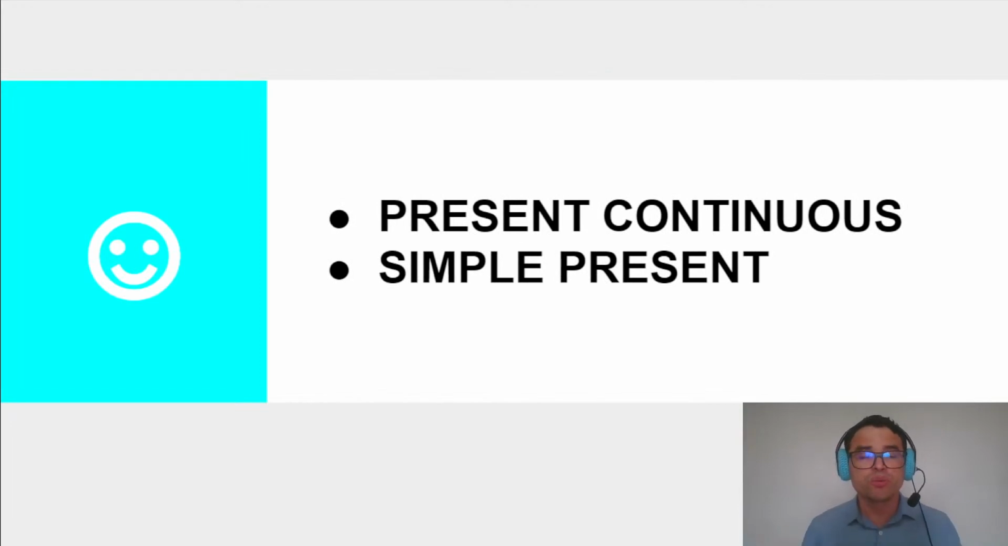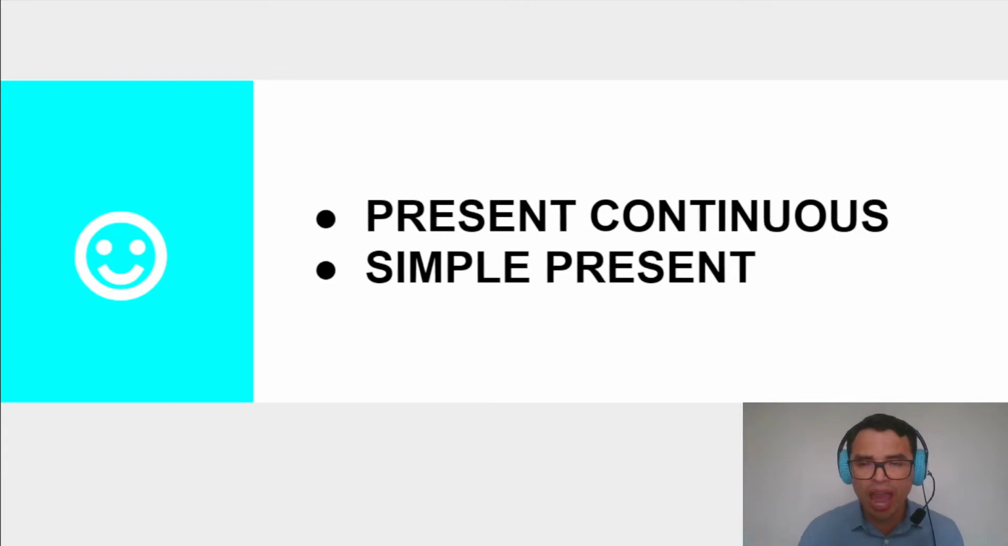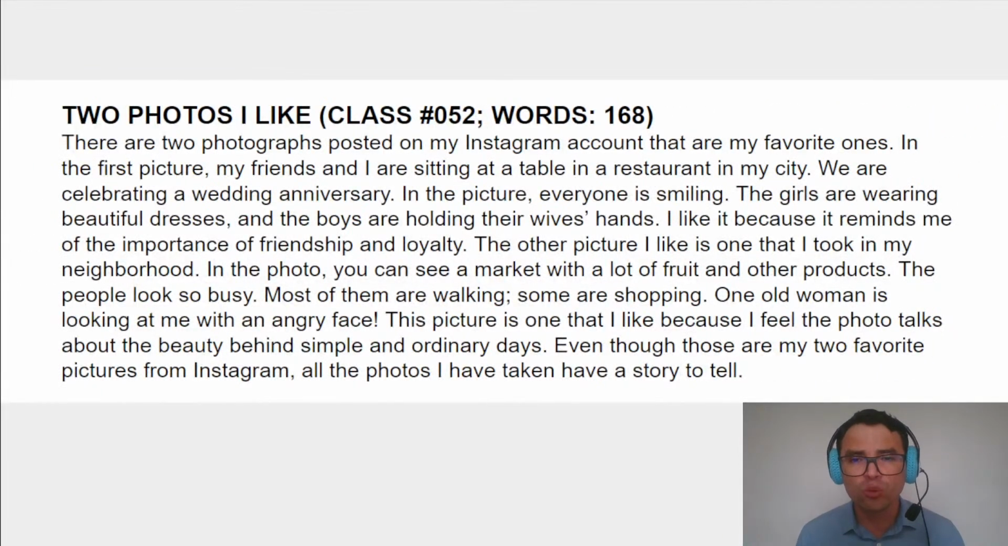The present continuous, remember, is used to talk about things that are happening at the moment of speaking, but we use the simple present to talk about facts, habits, things that usually happen. This is the paragraph. It has 168 words. Class 52. 2 photos that I like. I will read the paragraph for you, and please, while I am reading the paragraph, try to identify examples of the present continuous in the text, and also examples of the simple present. Okay? So here I go.